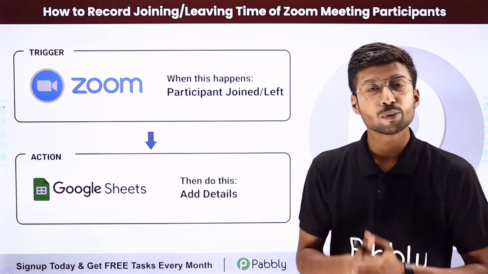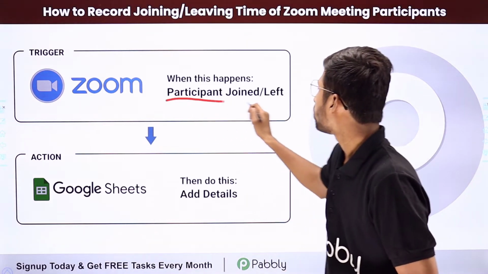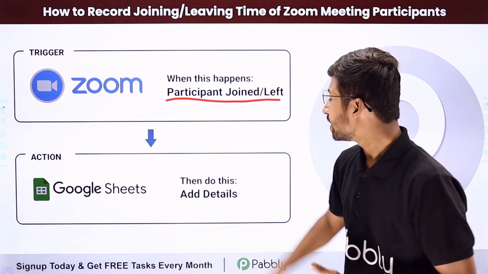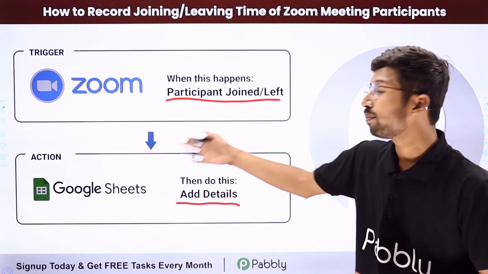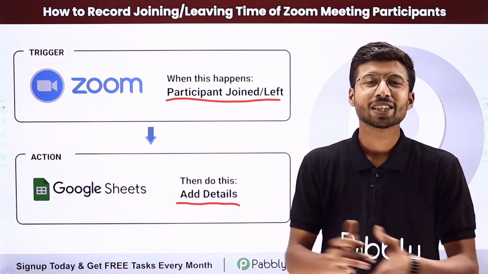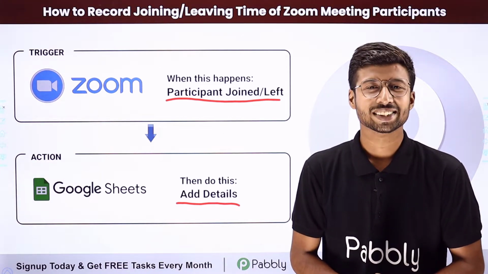So the trigger of this automation will be joining or leaving of a participant in our Zoom meeting. And the action will be addition of the details of their joining time or leaving time into a Google Sheet. Now how you can set up this automation? To know this, you have to come with me to my screen.